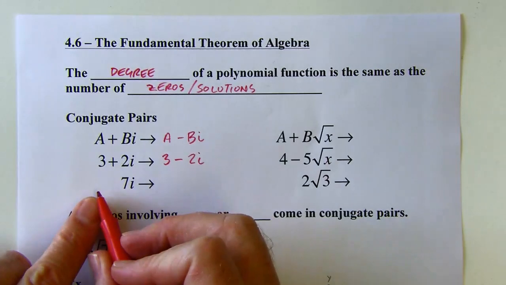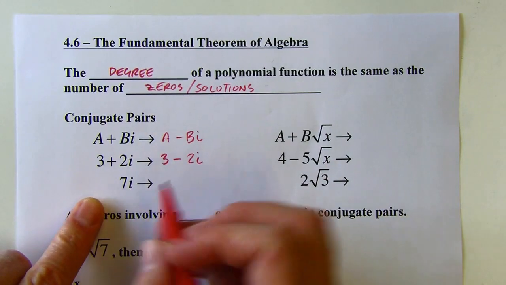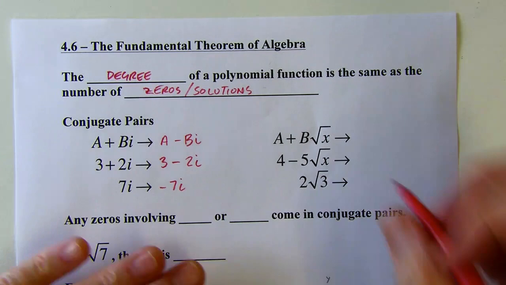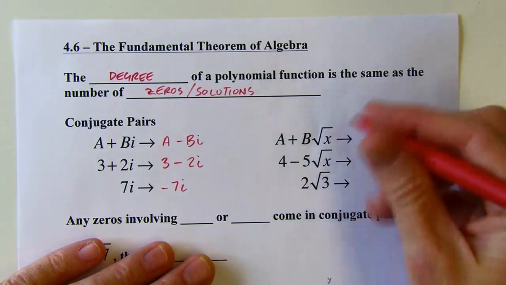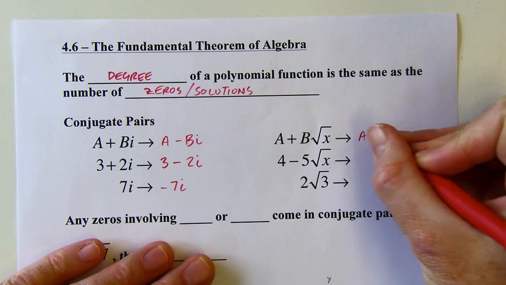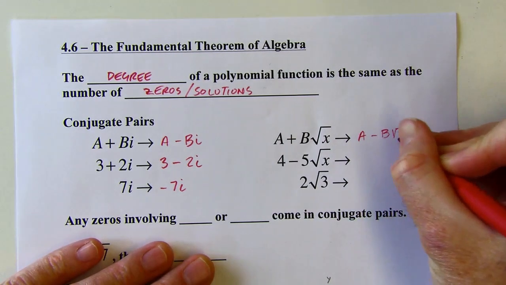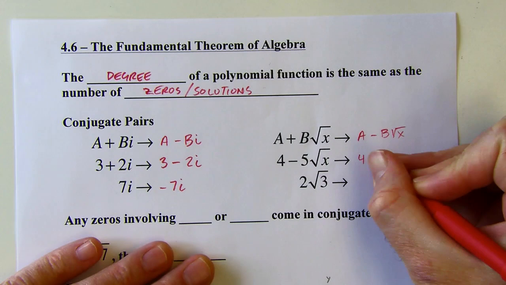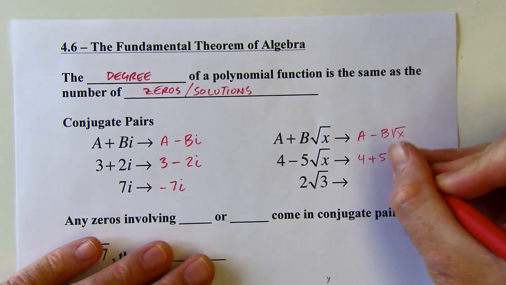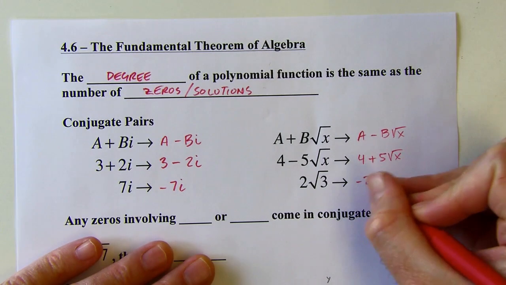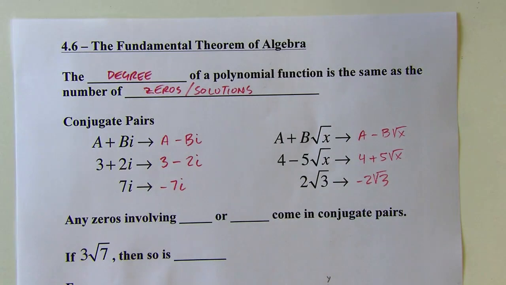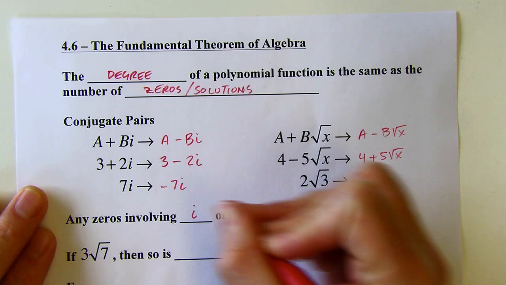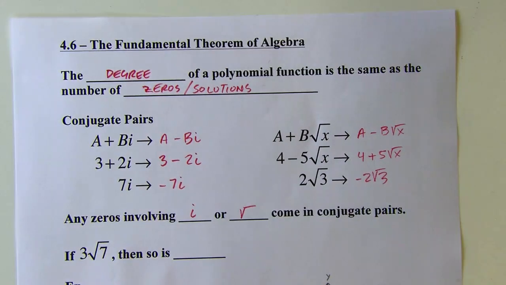And it's true this doesn't have a real part, but I could write it as 0 plus 7i. So the conjugate of that is just -7i. Okay, works in the same kind of way with radicals when I don't have i. So a minus b root x would be the conjugate. And here the radical part is negative, but I just changed the sign. So these two are a conjugate pair, and then those two are a conjugate pair. Okay? So any zeros involving i or a radical are going to come in conjugate pairs.